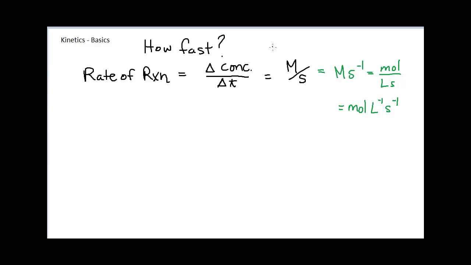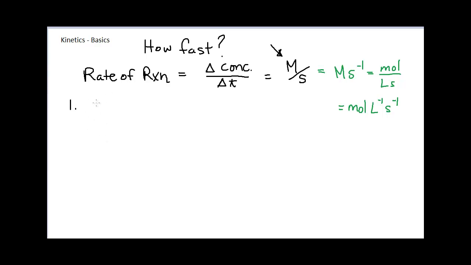I tend to write it this first way, but you will see it a variety of ways. And again, these are units of rate. How fast is the reaction going? It's the rate, it's the change in concentration over the change in time. There are some factors that affect how fast a reaction goes, and as we develop this material, we'll look at each of these individually, except for the first one.